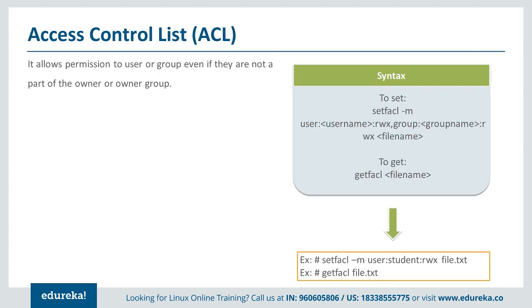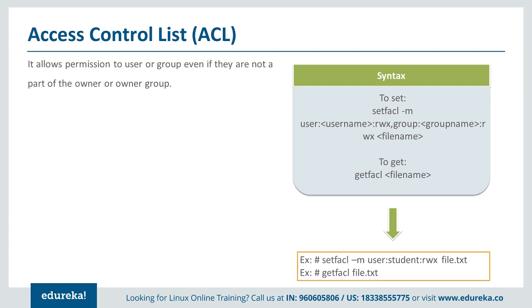Then comes the concept of access control list. We have been studying user permissions for users who are in the same user ID or same group. But what if the user is not of the same user ID or not of the same group? Then ACL comes into the picture. It allows permission to a user or group even if they are not part of the owner or owner group. So in that scenario, we can give the access control list to them.